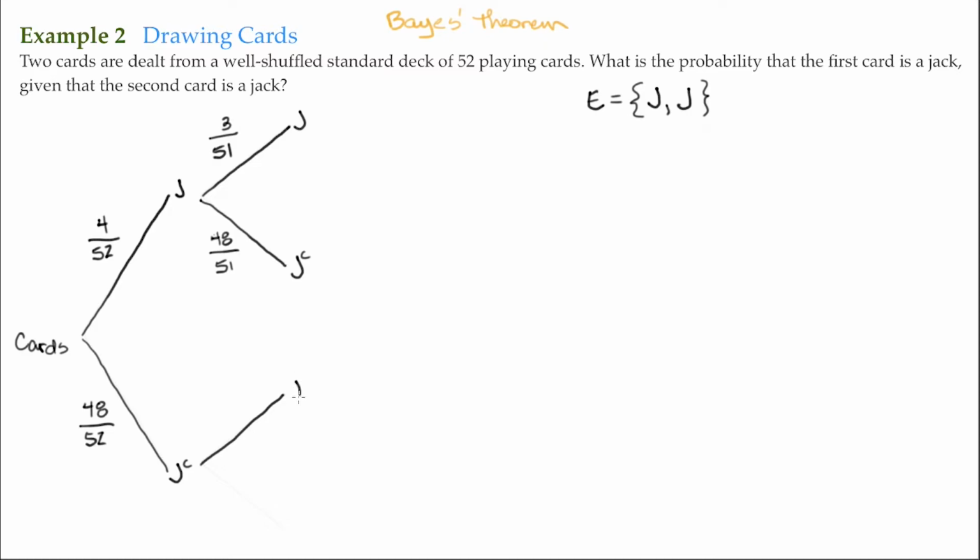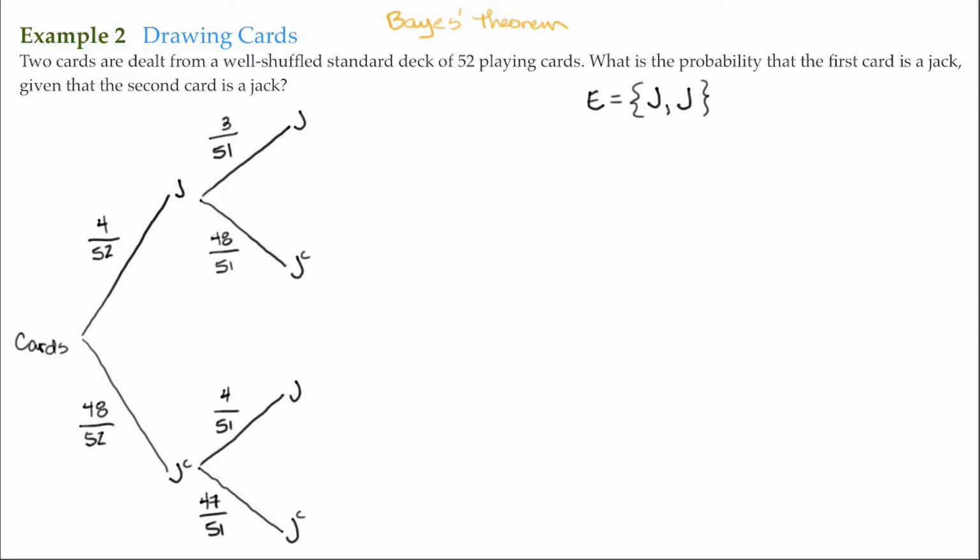So here's a jack and not a jack. The first card is not a jack, and the second card is a jack. That's going to be 4 out of 51. Don't forget, we have 1 less card. The first card is not a jack, and the second card is not a jack. That's going to be 47 out of 51. You see that?